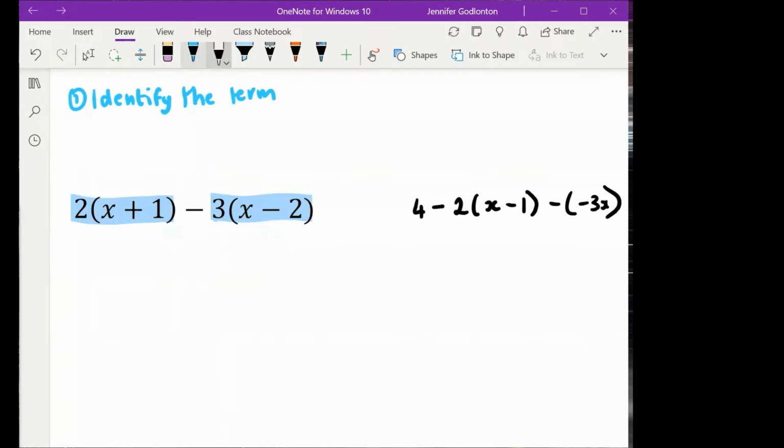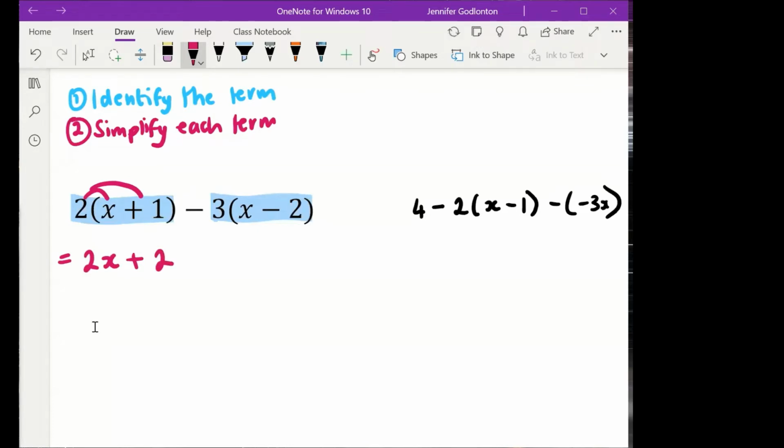Okay, our second step in any question with algebra, once we've identified the terms, is that we are going to simplify each term. Okay, so in this one, we're going to do distribution. So we're going to take that 2 and we're going to multiply it into both of those brackets. And we're going to get 2x plus 2. And then we're going to take this 3 into this bracket and we're going to get negative 3x. And now a negative and a negative is a positive. So we're going to get positive 6. Okay. So that's our first step.